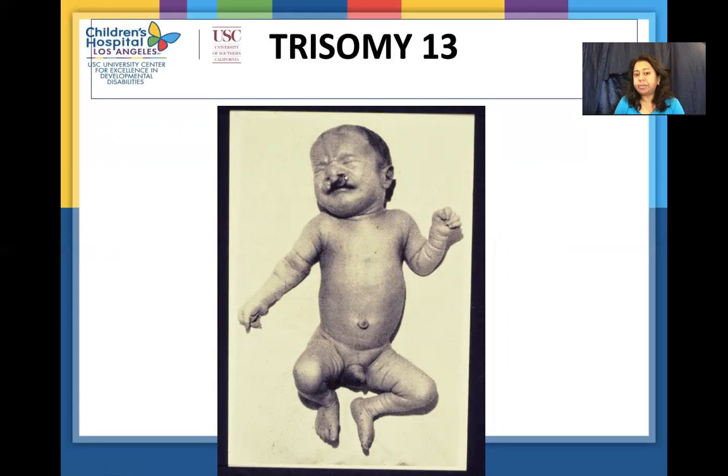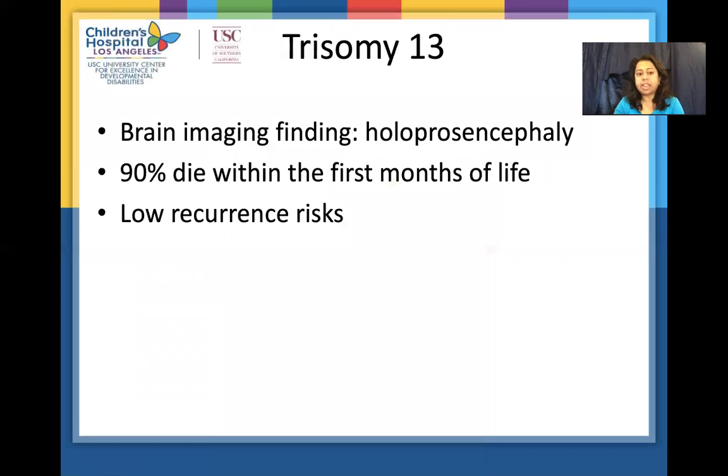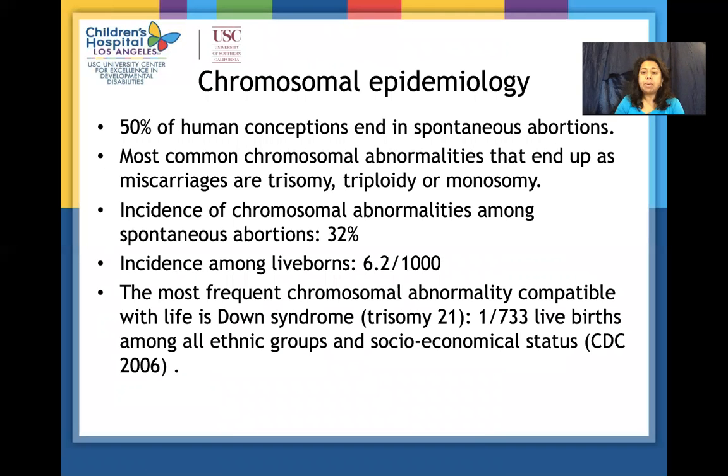Trisomies are very different depending on which chromosome is affected. Trisomy 13, by contrast, is associated with a very severe brain abnormality known as holoprosencephaly. And 90% of individuals die within the first months, if not the first year of life. There is a low recurrence risk for trisomy 13. However, for the most part, most common chromosomal abnormalities will end up as miscarriages, such as trisomies, triploidies, or monosomies.